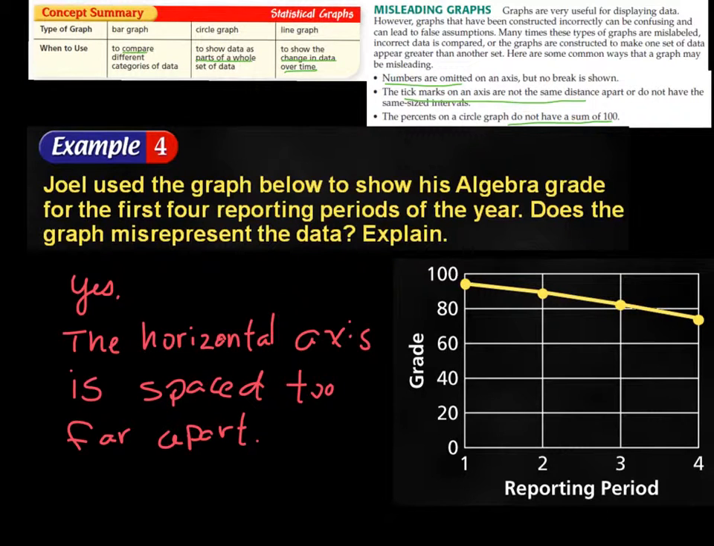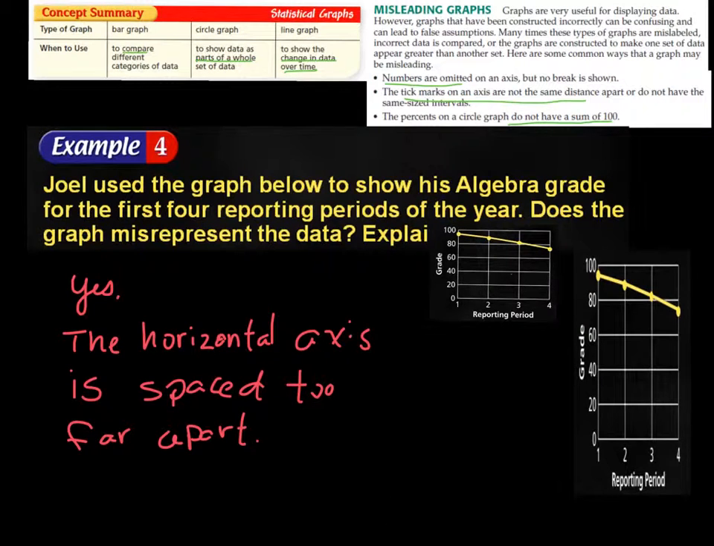The horizontal axis is spaced too far apart. It makes it appear like less change than it is. And of course, with the wonders of technology, that's easy to change. So suddenly, when I just squeeze the graph together a little bit there, it looks like a pretty significant drop.